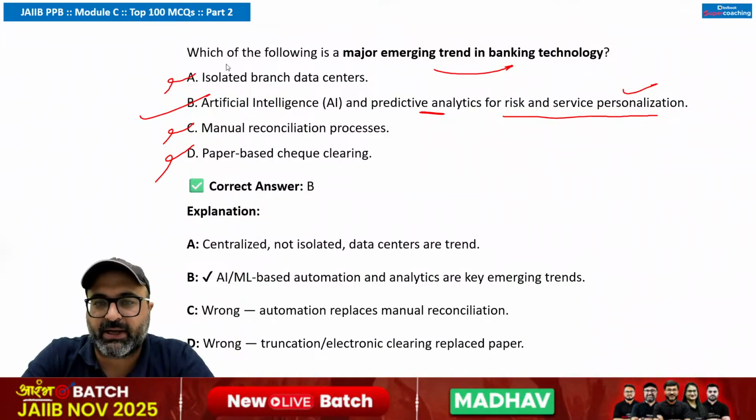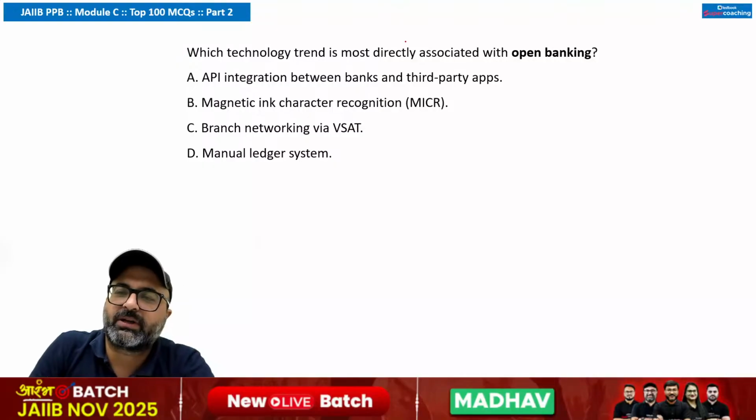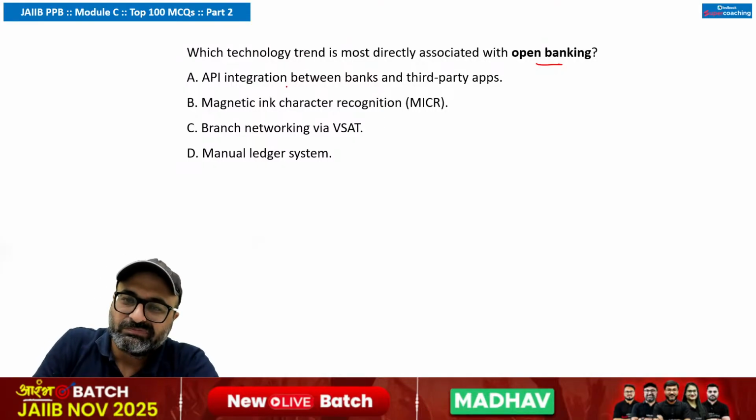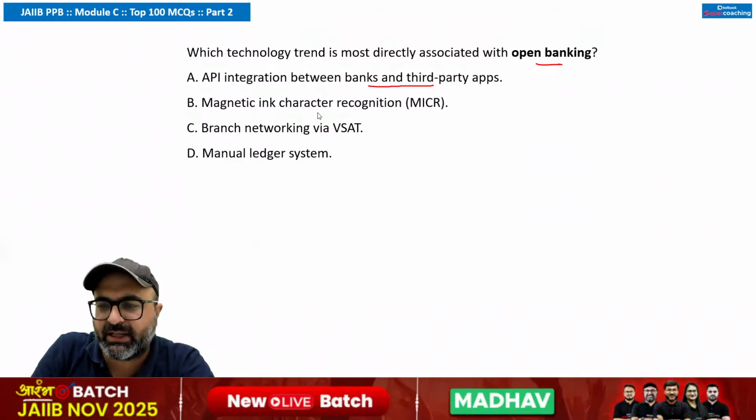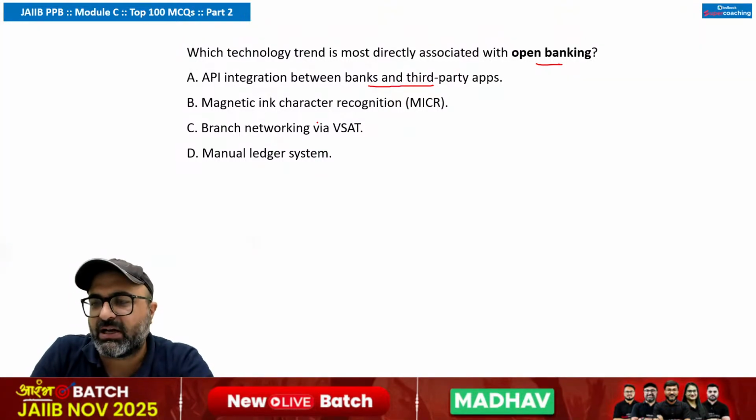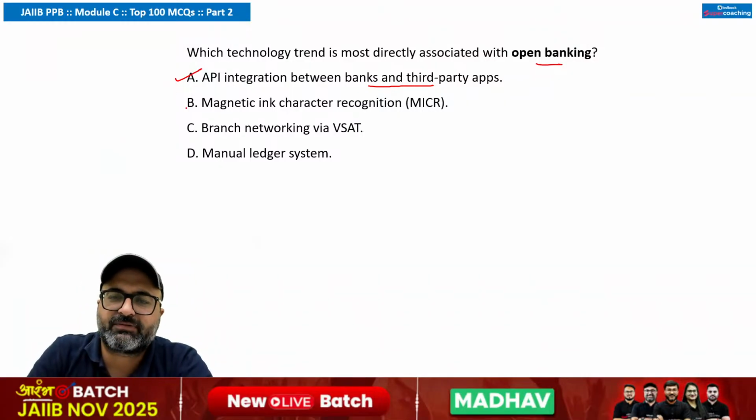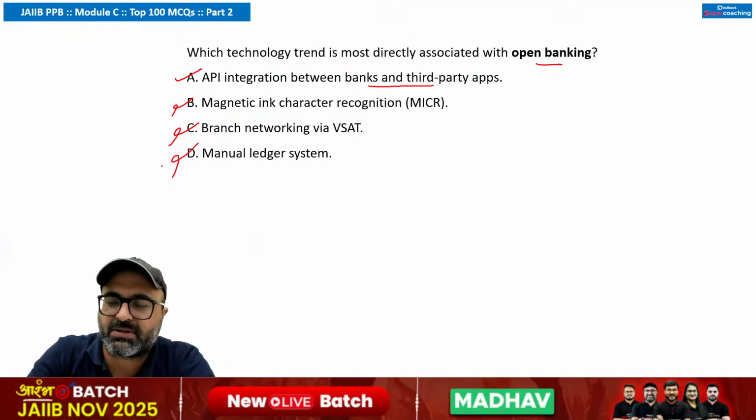अगला question देखते हैं क्या कहता है. Moving on to the next question. The next question talks about which technology trend is most directly associated with open banking. अगर मैं open banking की बात करूं, API integration between banks and third-party apps. So open banking relies on API to share data securely with the third-party fintech. So this is correct. MICR is for checks. Branch network via VSAT is for branch connectivity. Manual ledger system is now outdated. So answer is going to be A option.